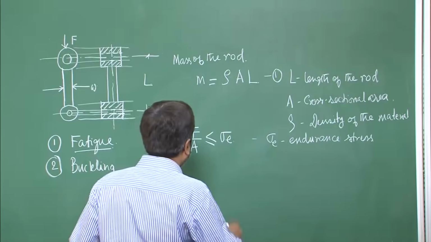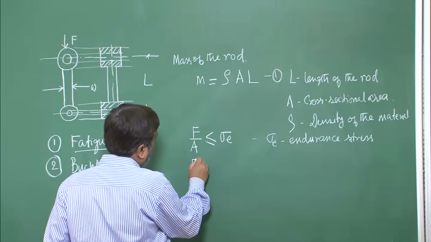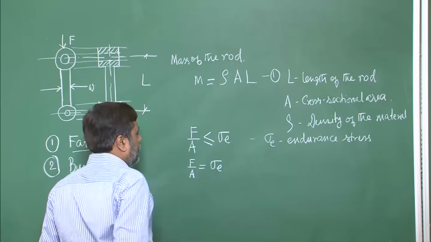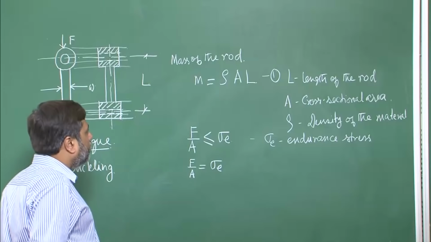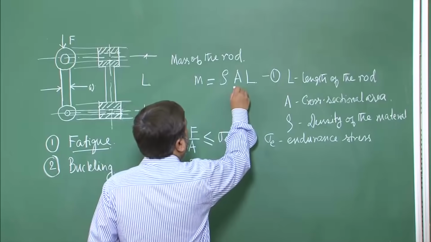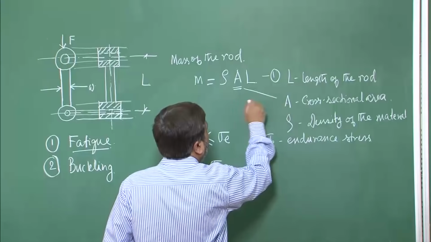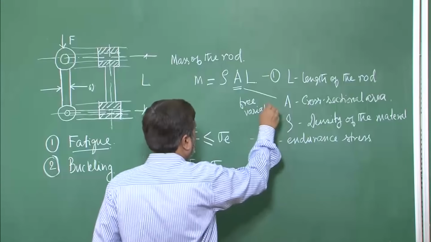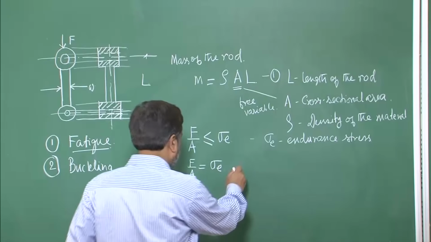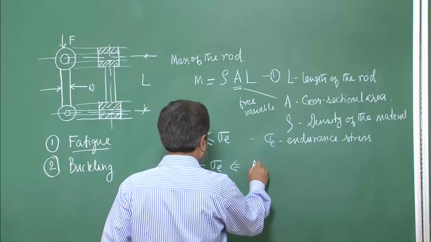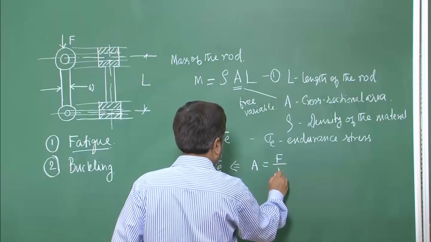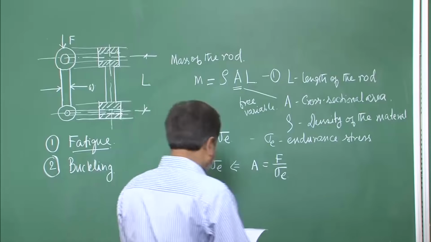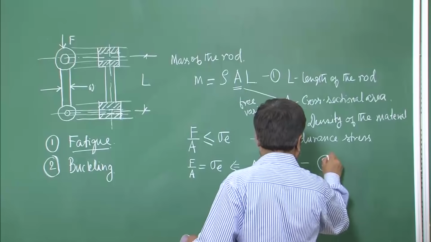So, for the maximum possibility, I can let the force be such that F over A is just equal to sigma E, it cannot be more than that. And keep in mind that area here is the free variable. That means I can write area equals F over sigma E. Once I write that, this is my second equation.